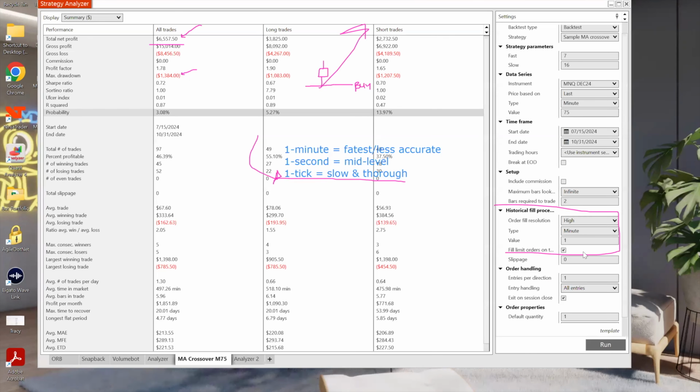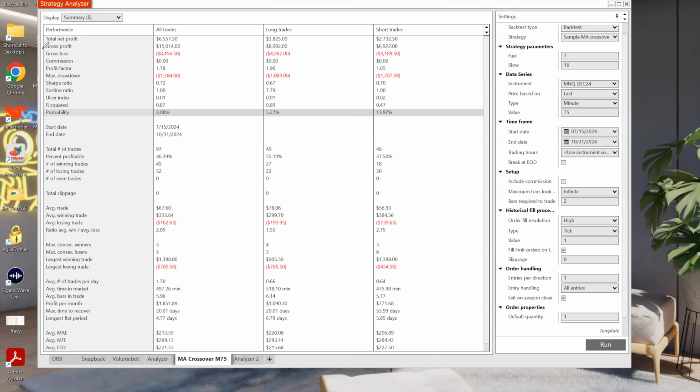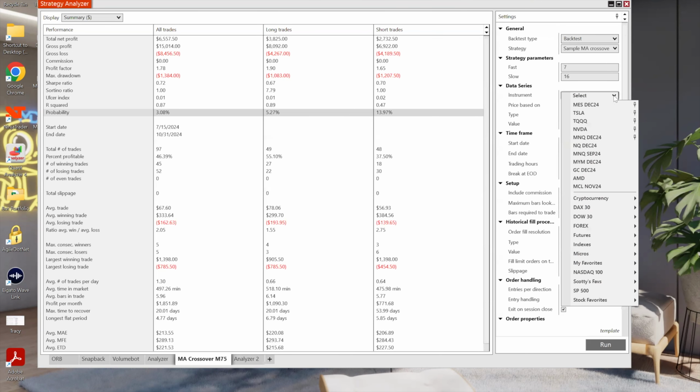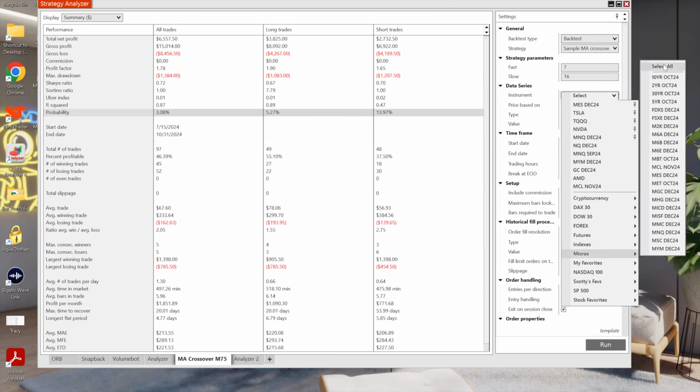But if I run a one tick, it's a much more thorough way to resolve: did we get into the trade? Did we not get into the trade? And there are really no assumptions left. It is very much slow and thorough. Now, the other thing I want to show you guys, we'll go back to 1 minute, is that not only is this MNQ, but if I wanted to, I could also go into micros, and I want to select all micros.